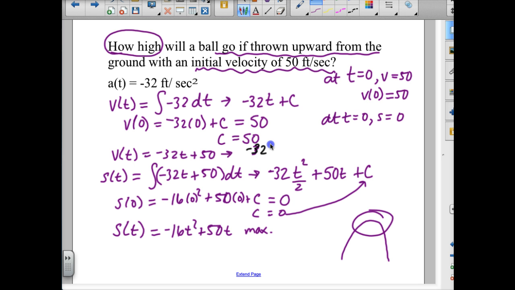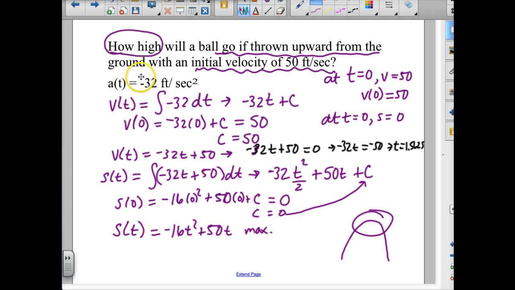Negative 32t plus 50 set equal to 0 is going to be negative 32t equals negative 50. Solve that. We get negative 50 over negative 32, which is 1.5625. So at about 1.5 seconds, this ball will reach its maximum.